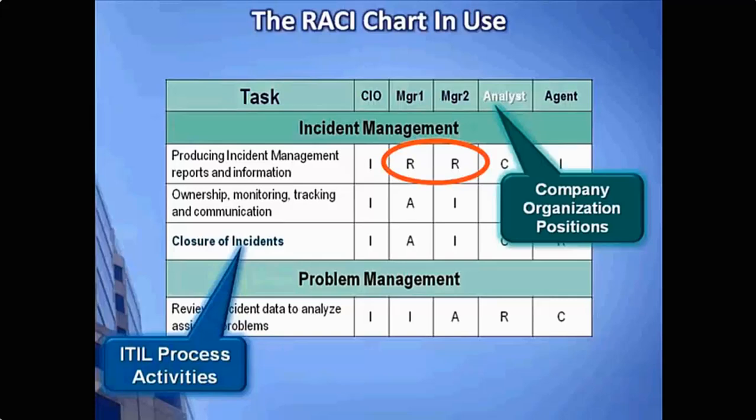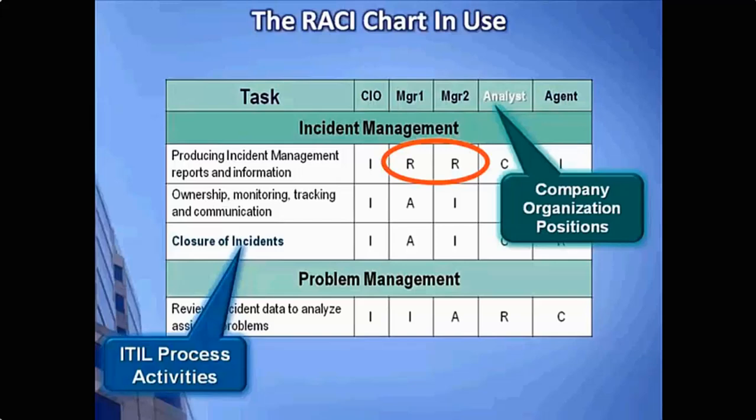In the example that we have here, the first activity for incident management shows that two managers are responsible for providing incident information and no one is accountable. We can see that because we have two R's and no A's listed for that producing incident management reports and information task. This might indicate a situation where incident management information is coming from multiple departments and there is no overall accountability. The CIO of this organization is probably getting different incident information from different sources, and probably there's no overall picture of how incidents are impacting the organization.